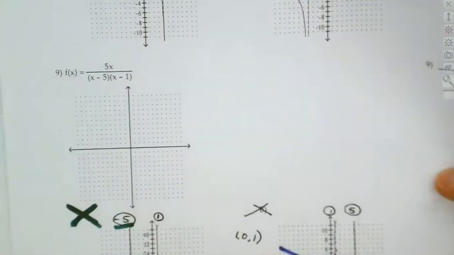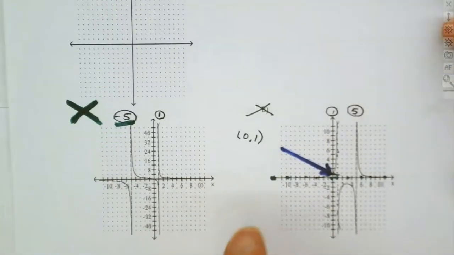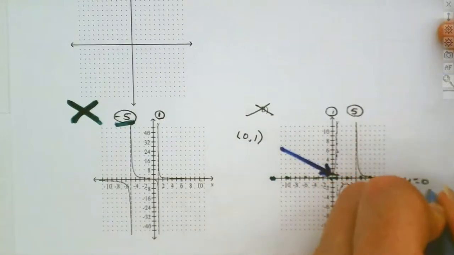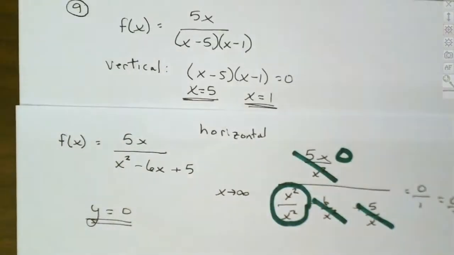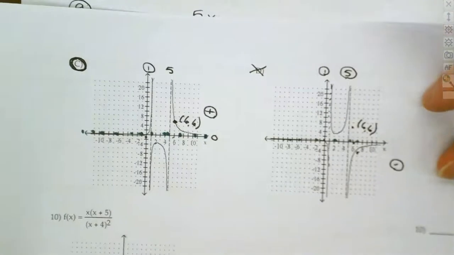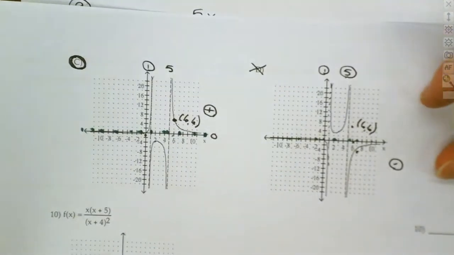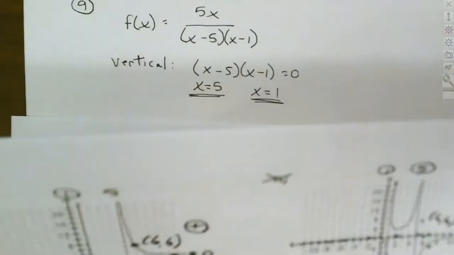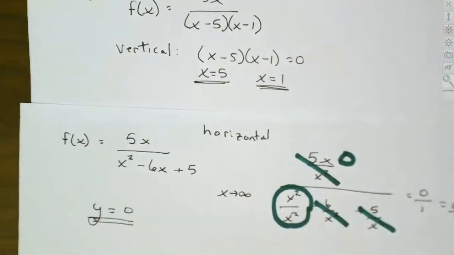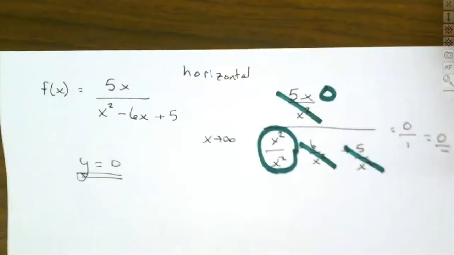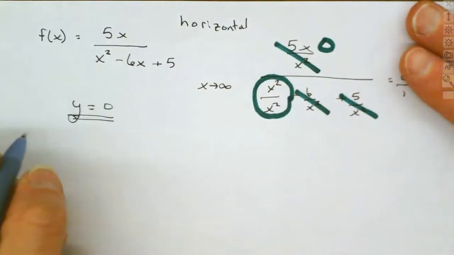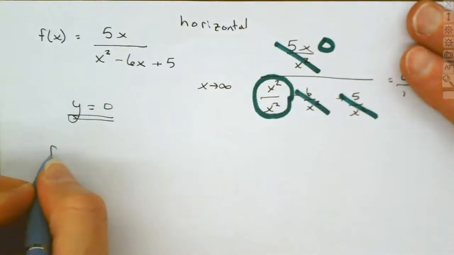Because B still has a horizontal line at y equals 0, so it's a possible choice. What about C and D? Same thing. Eventually we're going to find that C is the correct answer, but we've got to do a lot more steps to get to that point. Now, we have found the horizontal and the vertical asymptotes. What's next? Next, we find the y-intercept.